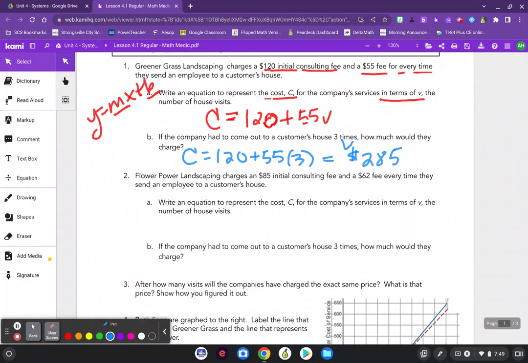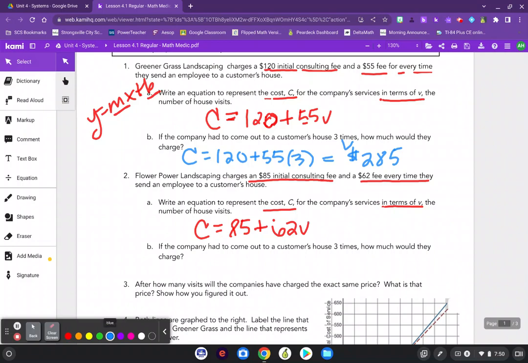So then there's this other place called Flower Power. And Flower Power Landscaping charges an $85 initial consulting fee and $62 every time they send an employee to the house. Same idea. I'm going to write an equation for the cost C based on the number of visits. And so my cost is equal to my initial amount, 85, plus the cost per visit, so 62V.